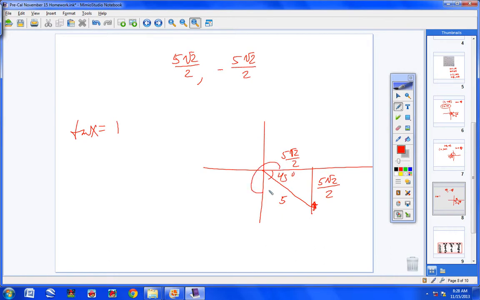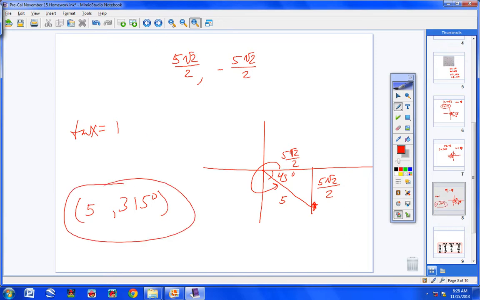So I'm going to rotate around 315 degrees. And then my hypotenuse has a length of 5. So 5, 315 degrees. Okay? Pretty simple. Not that bad, really.